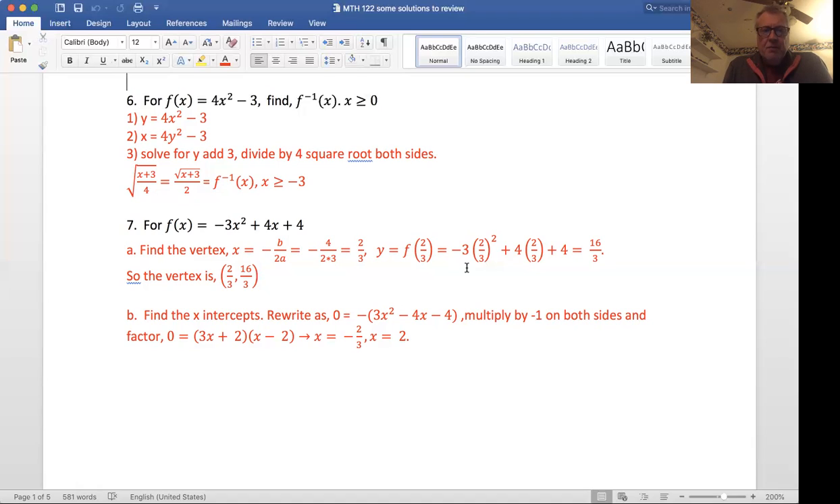And then we solve. The way we solve this is we add 3 to both sides, divide both sides by 4, and then square root both sides. We don't have to worry about the minus square root because we can't have a negative value here. And so we end up with f inverse of x equals the square root of (x plus 3) over 4, with x greater than or equal to minus 3. Why? Because anything less than minus 3 would make a negative underneath the square root.